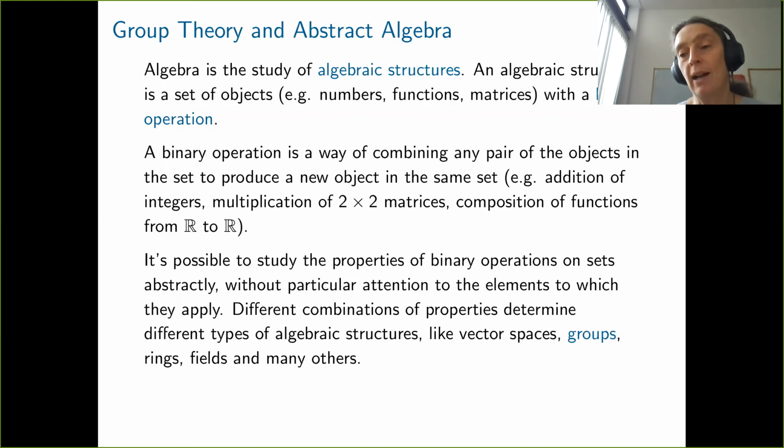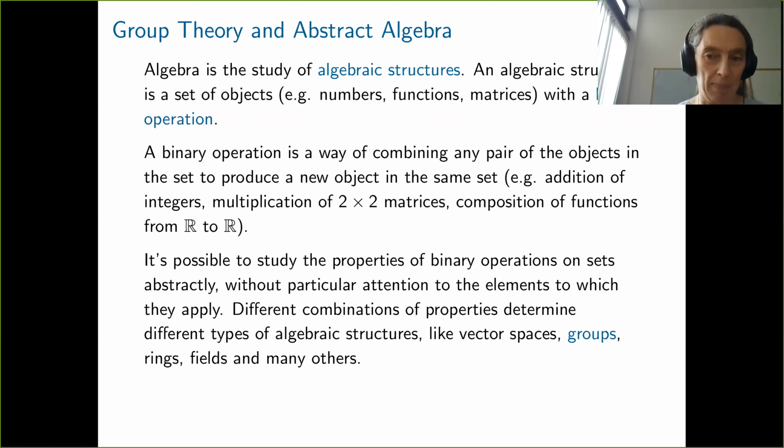And basically in abstract algebra, what people do is they identify important properties that binary operations might have, and they give special names to sets that are equipped with binary operations with particular combinations of properties. And these are referred to as axioms of different types of structures. So some of these examples you're already familiar with. For example, vector spaces. A vector space is a set in which you can add and multiply by scalars, and you've learned about those already.